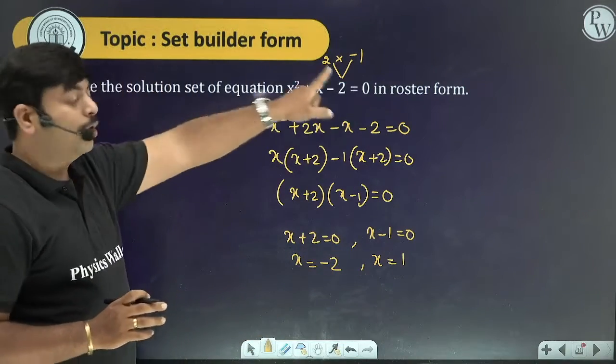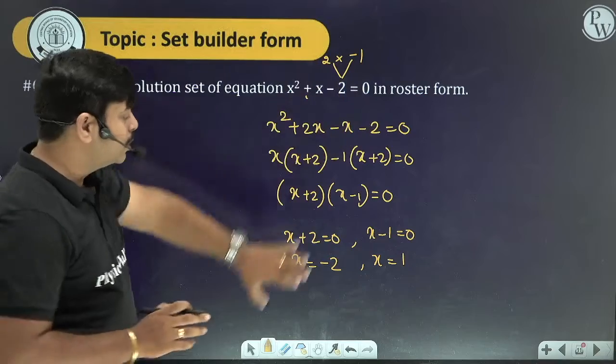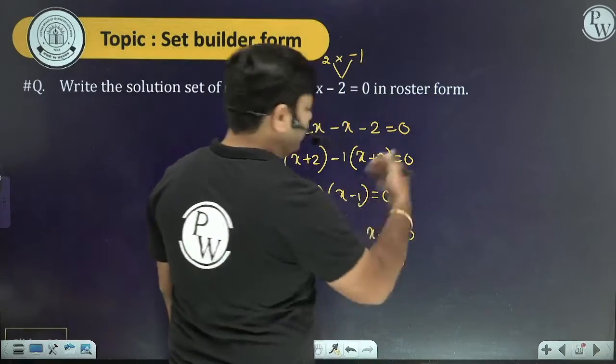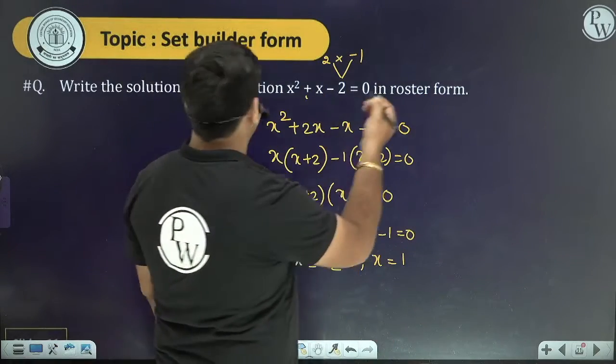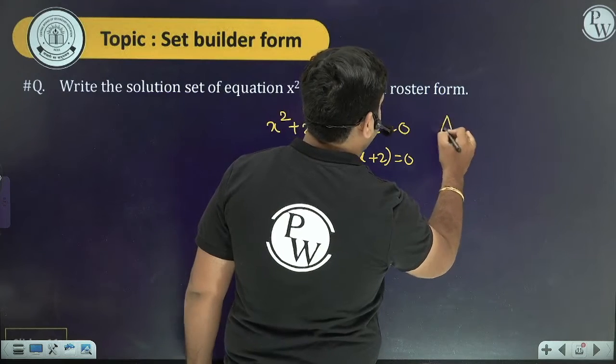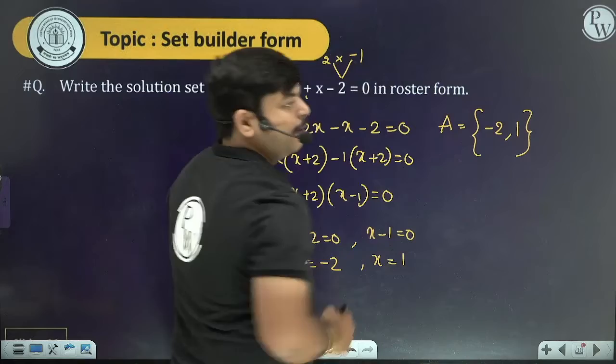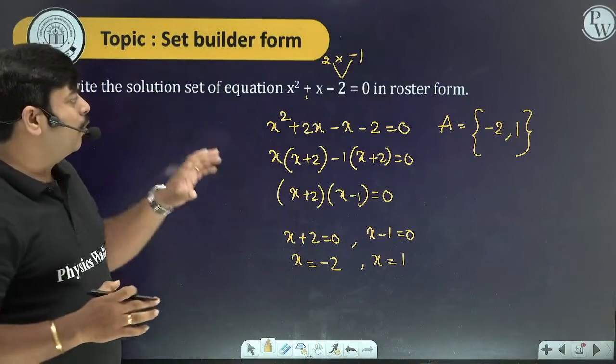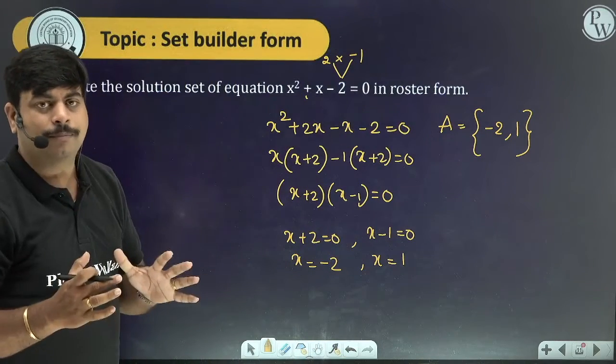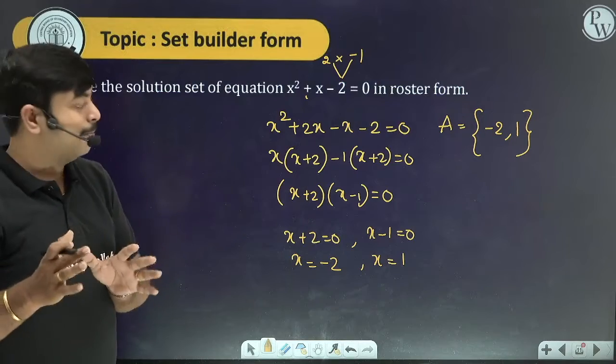Write the solution in roster form. Roster form is directly listing out the numbers, right? So I can write, for example, A is equal to directly the numbers minus 2 and 1. Minus 2 and 1. But what if I want to write the same thing in set builder form? So there should be some pattern, right?